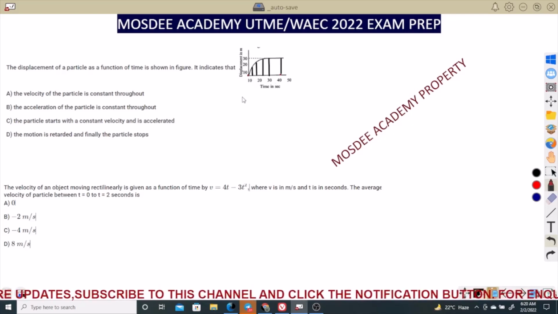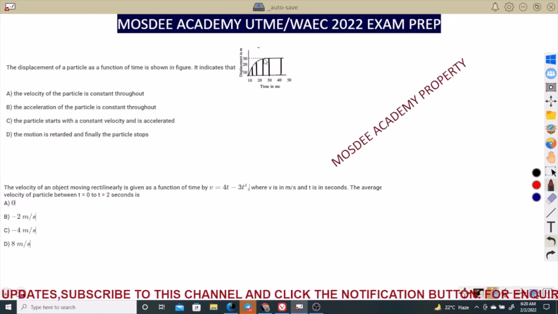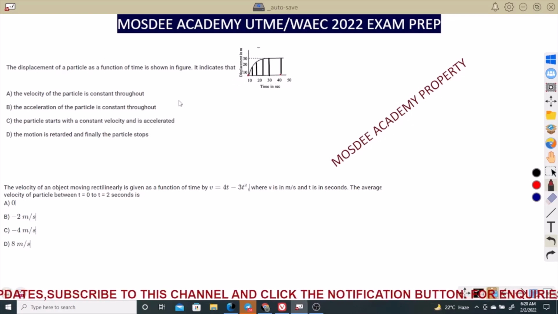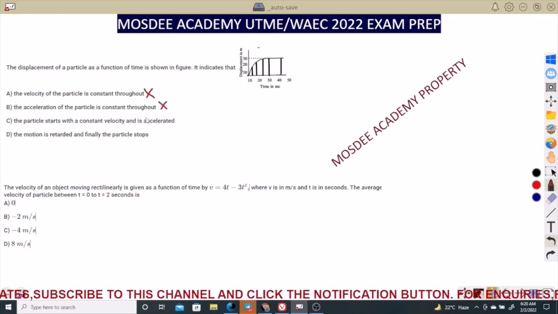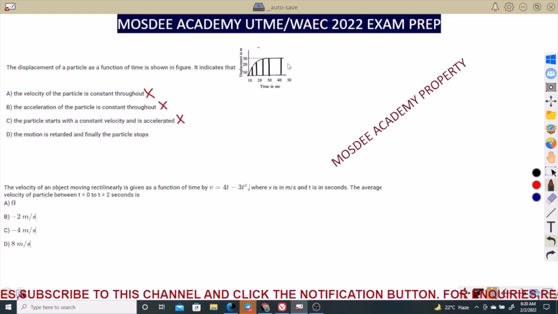So my point, dear students, is that the motion of the body here is decreasing. The displacement is constant, and later it is coming down until it finally comes to rest. So to say the velocity of the body is constant throughout is very wrong. The acceleration of the body is constant throughout is very wrong. The particle starts with a constant velocity is very wrong. The motion is retarded, and finally the particle stops. Please be careful about it. It started like this and came back to rest.